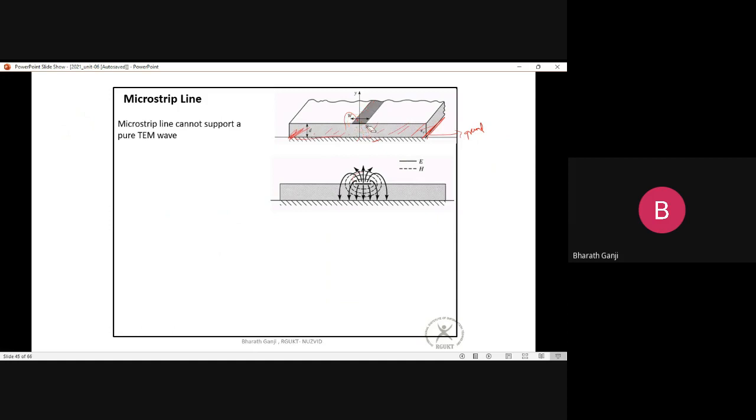If you look at the field lines, I can say that there are some field lines which are in air, and there are some field lines which are in the dielectric medium.